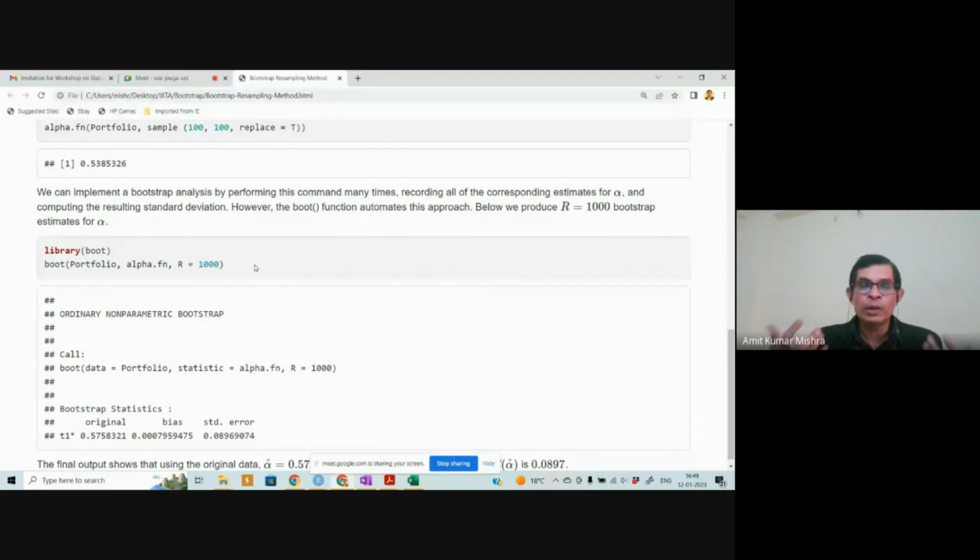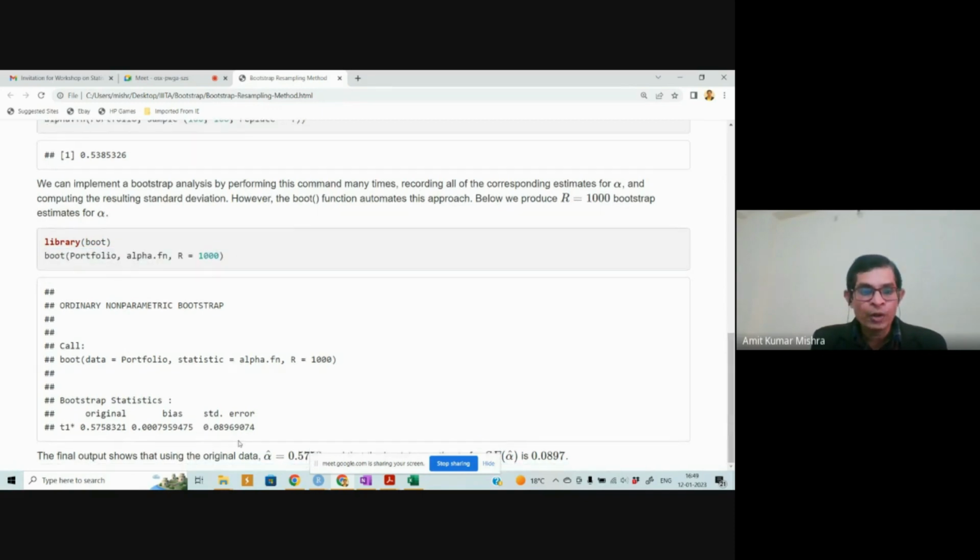So that if your research problem is extremely complicated and there is no package, you can prepare your own package or you can write down your own code. That's why you should understand the idea and concept behind it. So if you apply boot function on portfolio with alpha function and R equals 1000, this will be the output. Now see the output. This is the standard error 0.896, and this is the Bootstrap standard error. This is the idea behind the Bootstrap with the help of boot package.